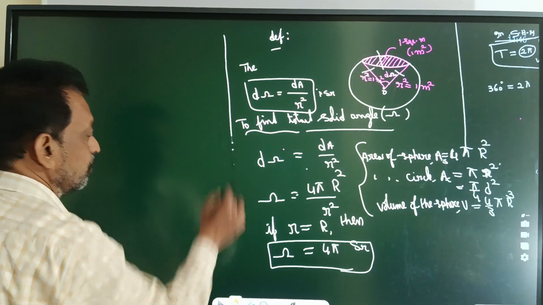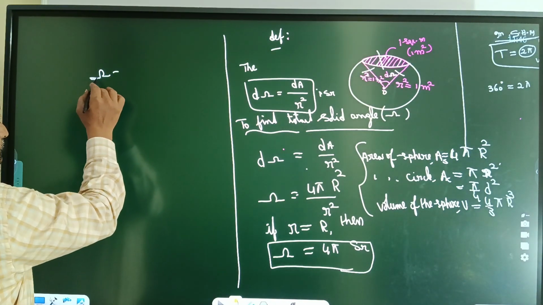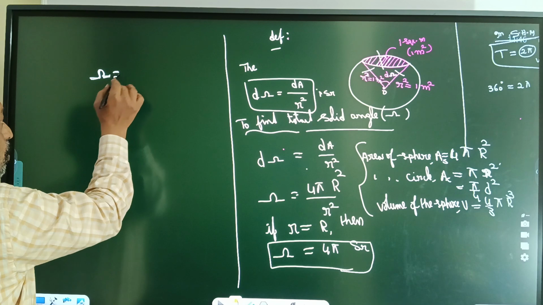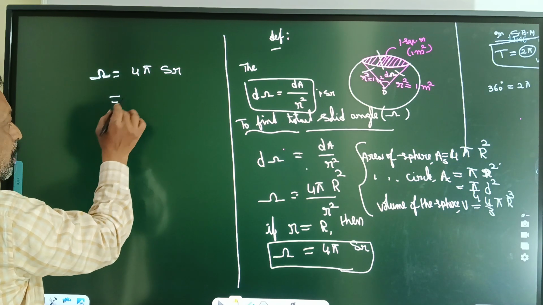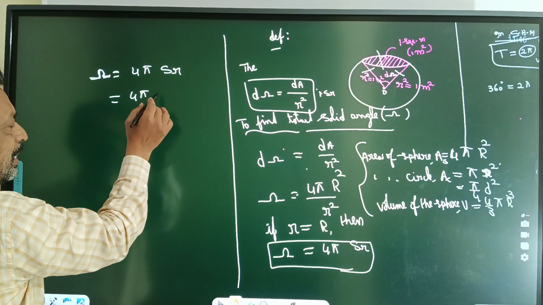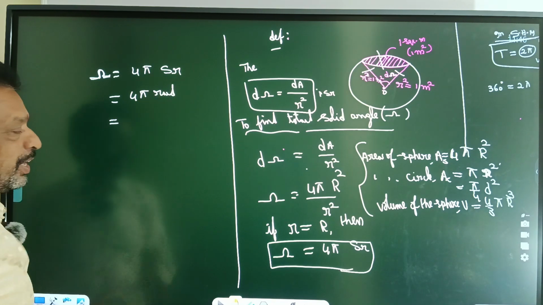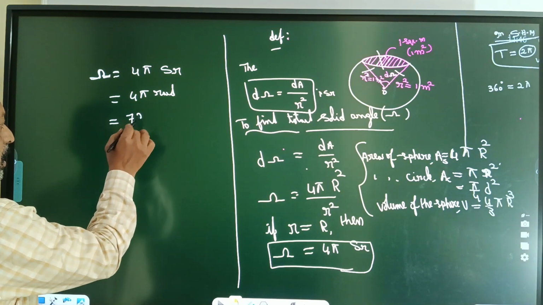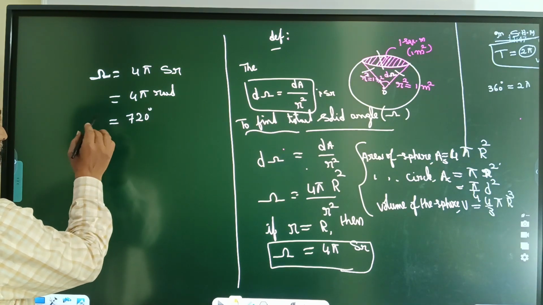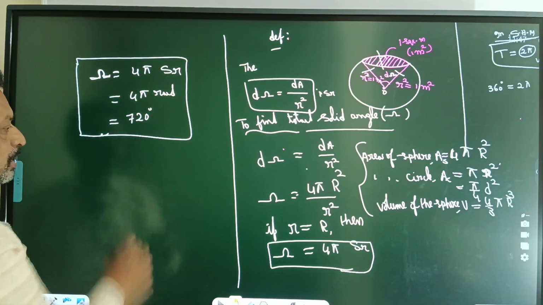Now I'll write, please see all of you. Total angle omega, solid angle, is equal to 4 pi steradian in terms of radian. In terms of degrees, pi is equal to 180 degrees, so that is 720 degrees. You have to remember this, all of you, in terms of degrees.